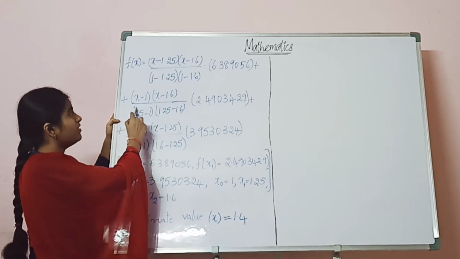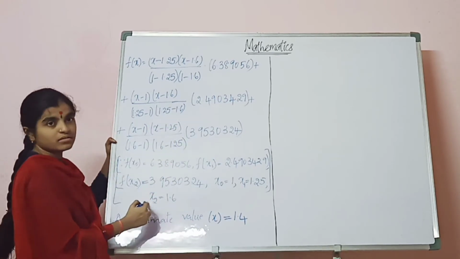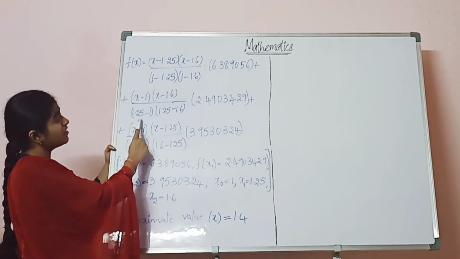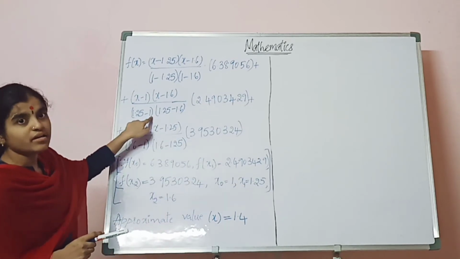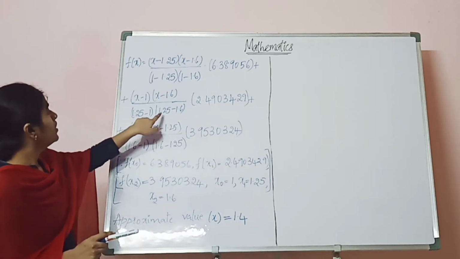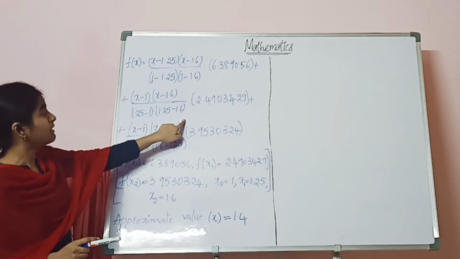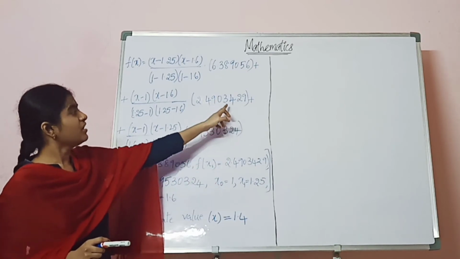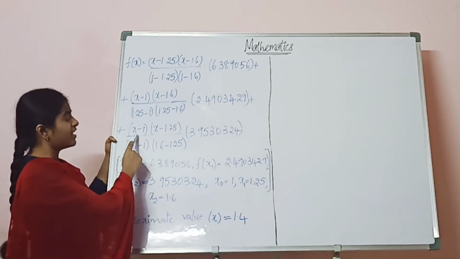So x minus 1 into x minus 1.6. This is the x2 value, and the x naught value is 1, by x1 minus x naught. What is x1 here? 1.25 minus x naught, into again x1 minus x2, 1.25 minus 1.6, into f of x1. What is f of x1? 2.490429, plus now x minus x naught.